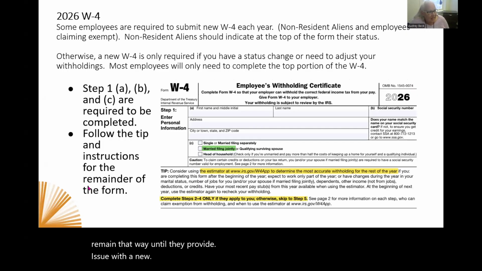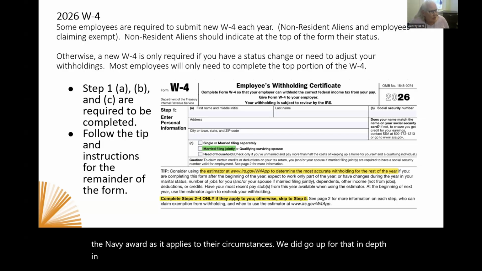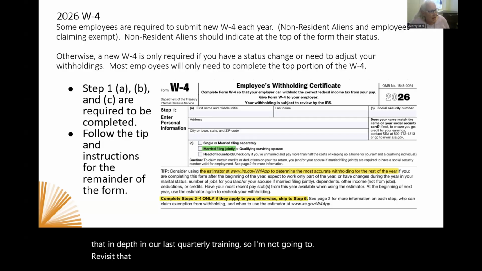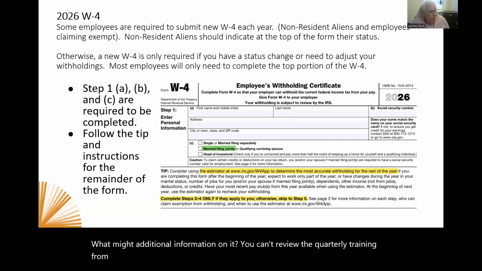The non-resident aliens, they're a little different. They do need to provide you with a new W-4 indicating at the top that they are a non-resident alien and completing the W-4 as it applies to their circumstances. We did go over that in depth in our last quarterly training, so I'm not going to revisit that at this time. But if you would like additional information on it, you can review the quarterly training from last quarter as it applies to the non-resident aliens.